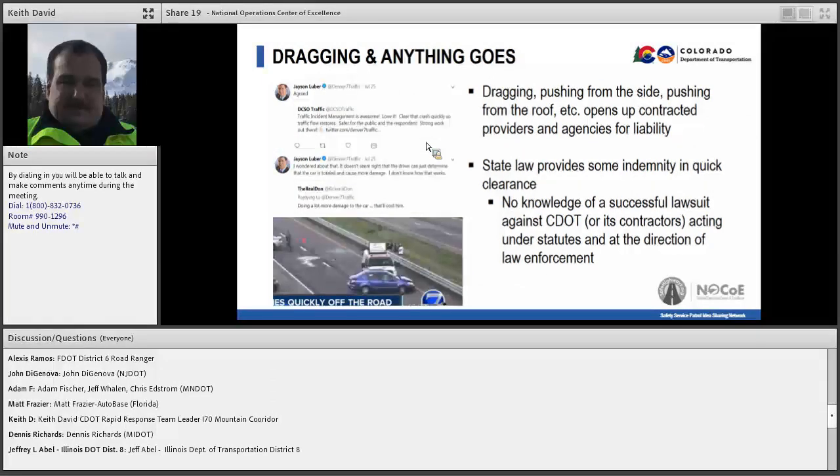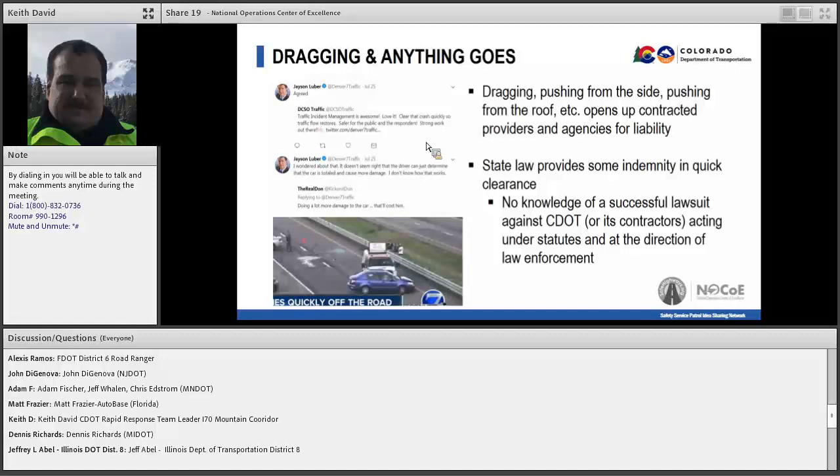The Twitter tweet here in the picture you see all stemmed from the same incident. This is one of the concerns that some of the contractors have in Colorado: people got very upset when a local news agency took footage of one of the courtesy trucks on I-25 pushing a vehicle from the side off of the highway. They were doing so at the direction of State Patrol. That's what the trooper on scene wanted them to have done.